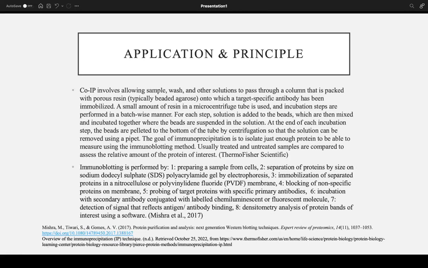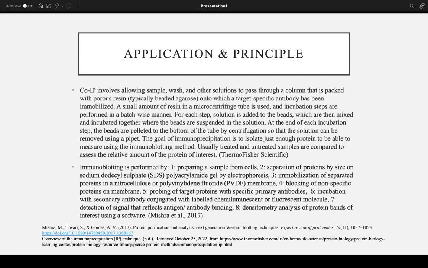Application and principle. Co-IP involves allowing sample, wash, and other solutions to pass through a column that is packed with porous resin, typically beaded agarose, onto which a target-specific antibody has been immobilized. A small amount of resin in a microcentrifuge tube is used, and incubation steps are performed in a batch-wise manner. For each step, solution is added to the beads, which are then mixed and incubated together, with the beads suspended in the solution. At the end of each incubation step, the beads are pelleted to the bottom of the tube by centrifugation, so the solution can be removed using a pipette.